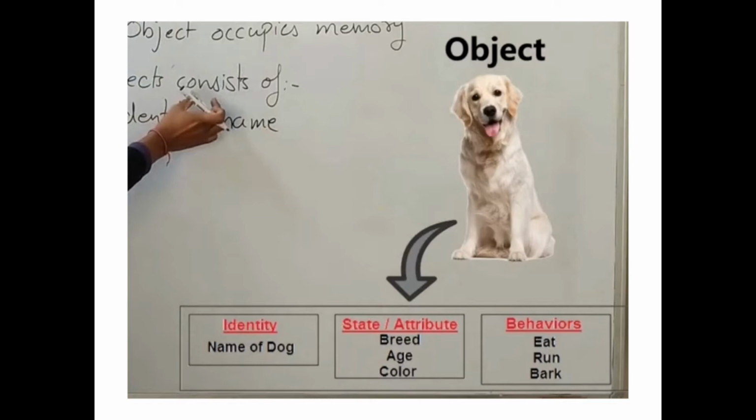An object consists of identity, state and behavior. In the figure, I am showing an object, which is a dog. So what is the object? The identity of the object is the name of the dog, for example Hero, Moti, Raju, etc. Next is the state, or property or attributes. The dog's properties are breed, age and color. And the behavior, or functions of the dog, are eat, run, bark, etc.